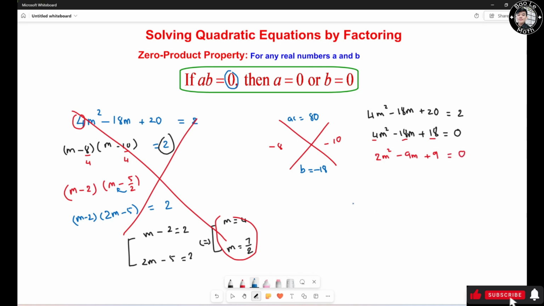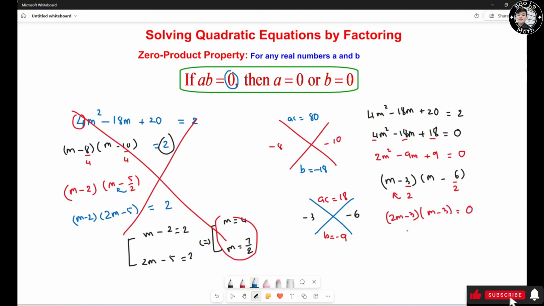And then I need to factor this one. So I have a times c equals 18 and b equals negative 9. I need to find two integers that multiply to 18 and add up to negative 9, which is negative 3 and negative 6. So this turns out to be m minus 3 times m minus 6. And then I need to divide by a, which is 2, and simplify. So 2m minus 3 times m minus 3 equal to 0. And this is the final factor form. Each of these must be equal to 0 because the right hand side equals 0. So keep that in mind.